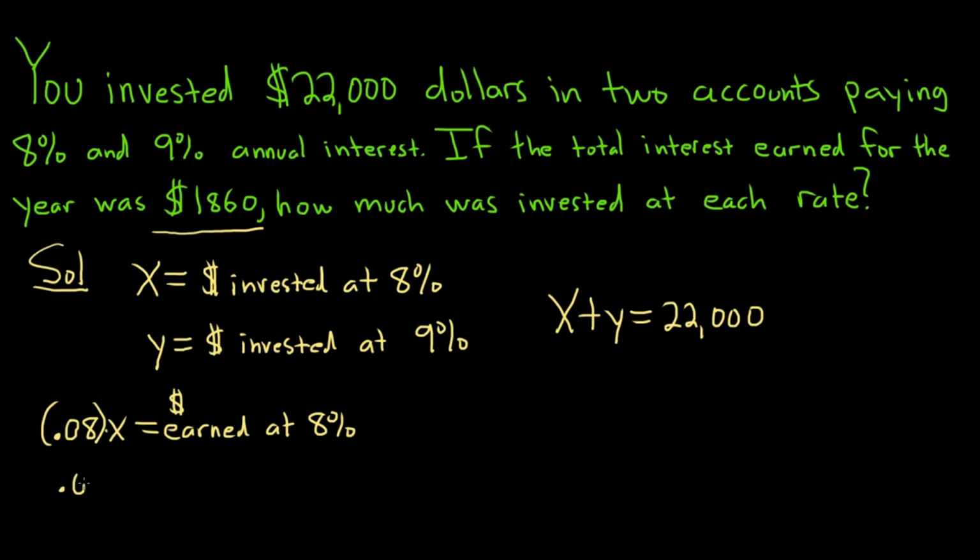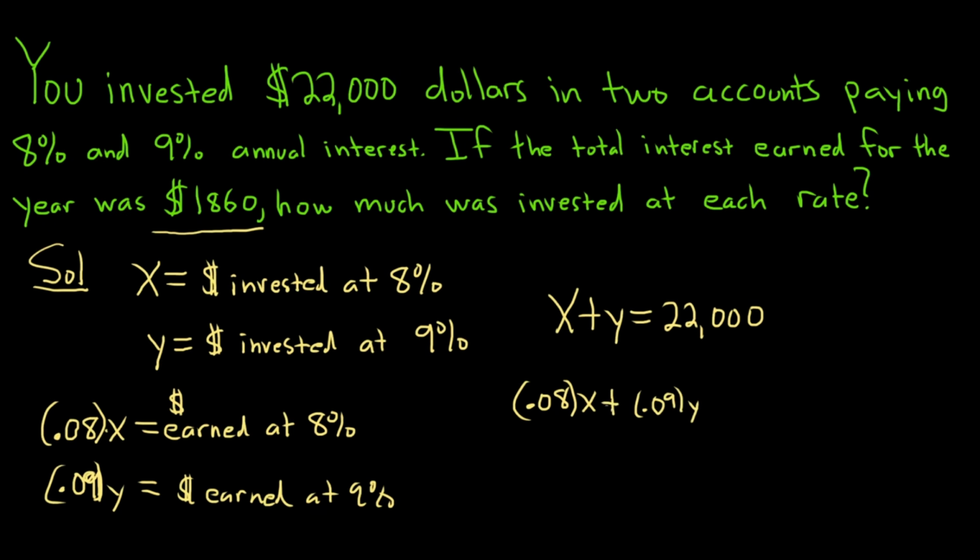Likewise, if you do 0.09 times y, so 9% of the money invested in y at 9%, this is the money earned at 9%. That's a sloppy 0.09, okay. So the money earned at 8% is 0.08x, and the money earned at 9% is 0.09y.